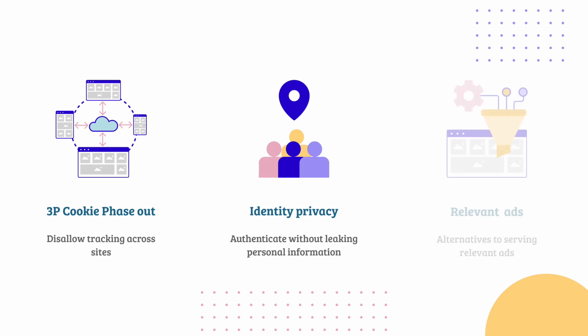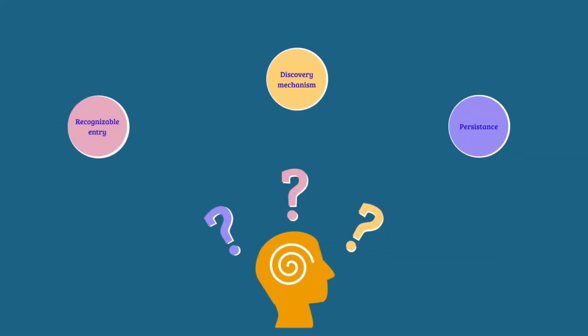The third one is keeping advertising still relevant. This is one that doesn't really affect us too much, as we use no technology related to this. The challenge now is how do we keep the values of Seamless Access, a clear discovery mechanism with a recognizable entry point that's persistent across websites, while maintaining an environment that protects personal data and privacy.